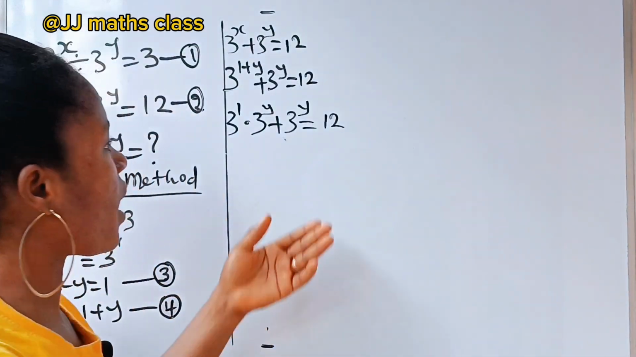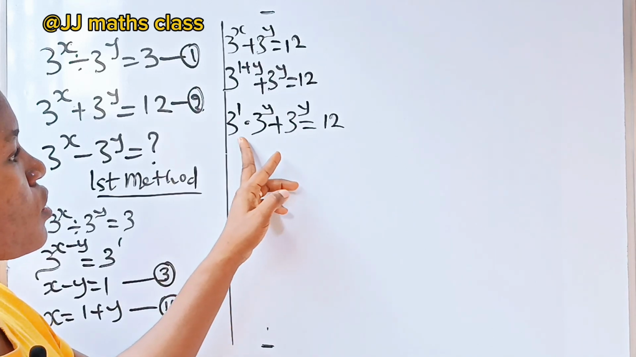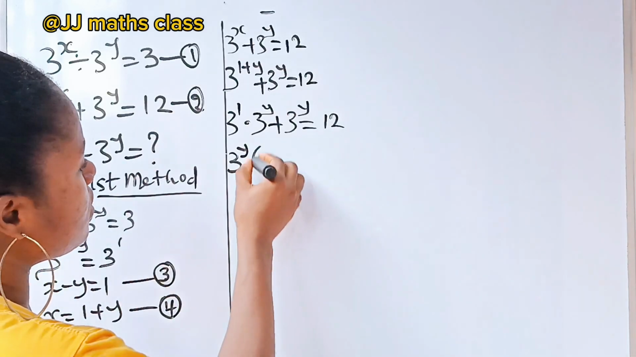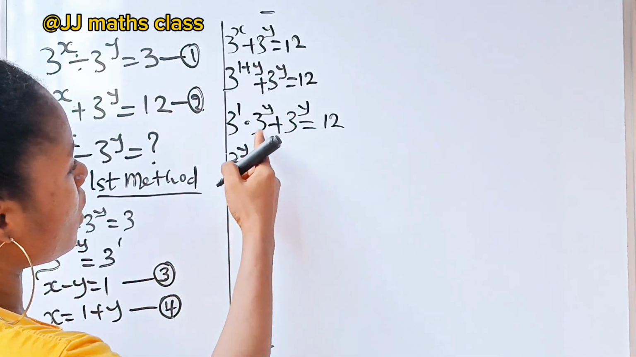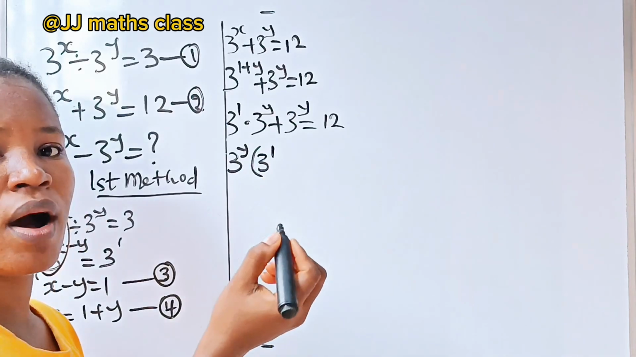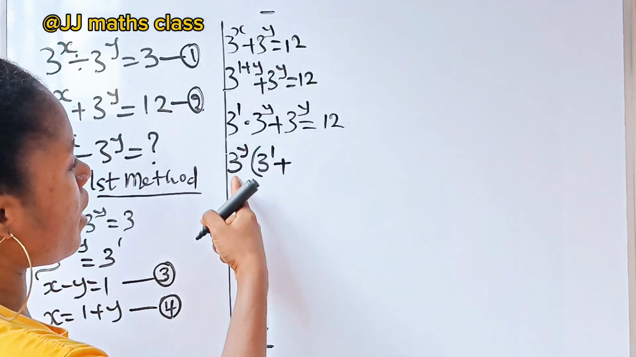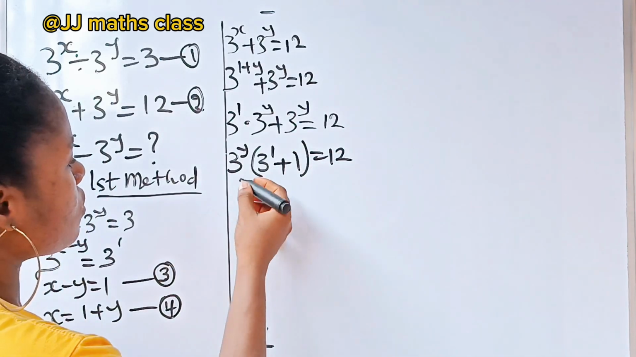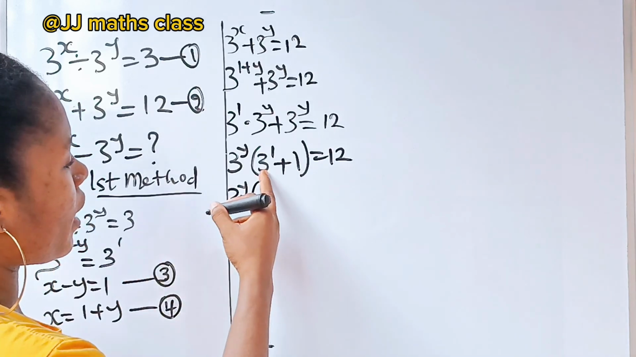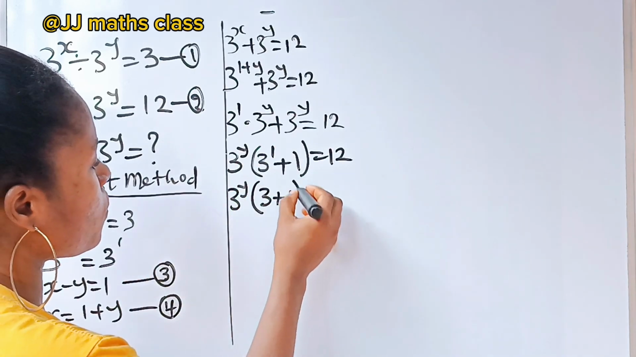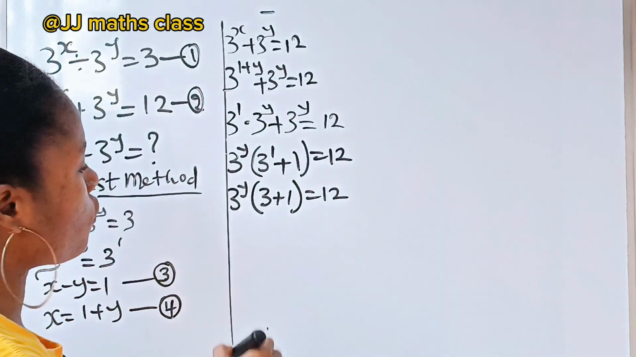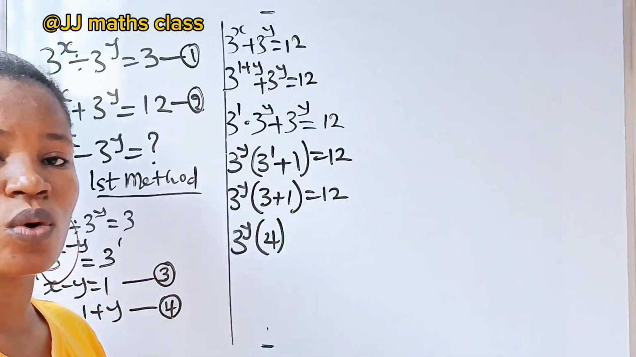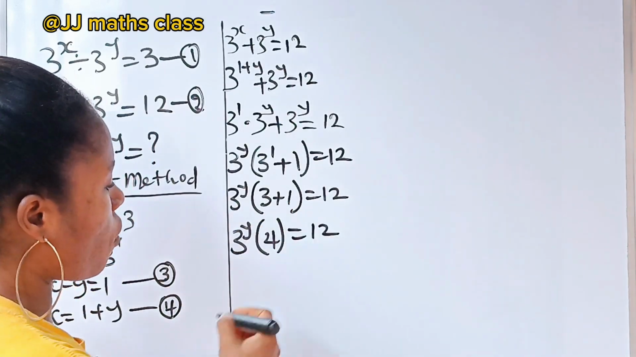Now look at this. We have 3 to the power of y in common here. So let's factorize that out. When we do that, this divided by this we cancel, you are left with 3 to the power of y, plus this divided by this, you have 1, is equal to 12. So we have 3 to the power of y bracket 3 to the power of 1 is 3 plus 1 is equal to 12. So 3 to the power of y bracket 3 plus 1 is 4, is equal to 12.